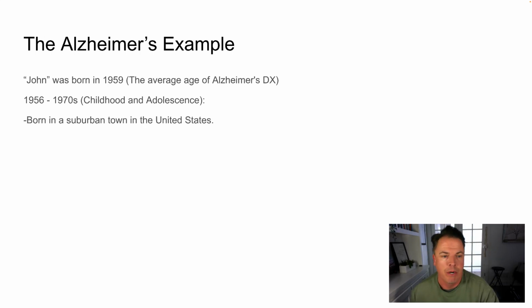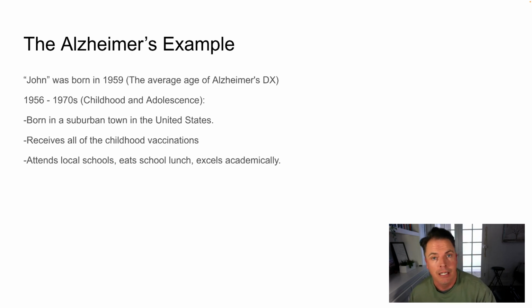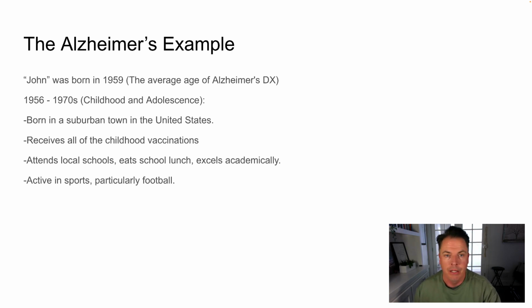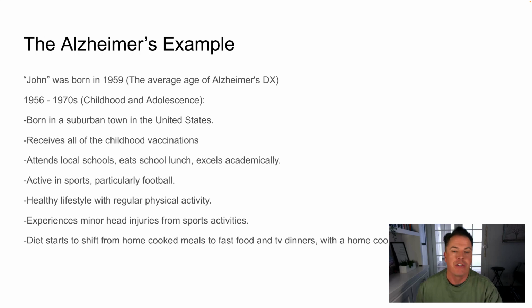So basically John was born in a suburban town just like Idaho Falls. He received all of his childhood vaccinations. He attended local schools, he ate school lunch, and he excelled academically. So we're already talking about food just in this young man's first 14 years of life, where he's eating local food at local schools. He's been active in sports, particularly football, and he's getting regular exercise. And he did have some minor head injuries during football, but his diet starts to shift from home-cooked meals to fast food and TV dinners with home-cooked meals on Sundays.